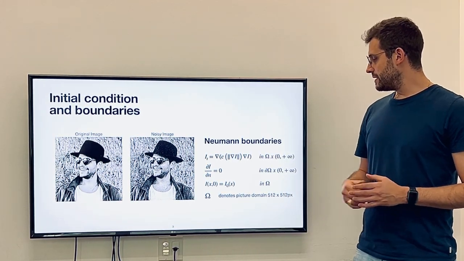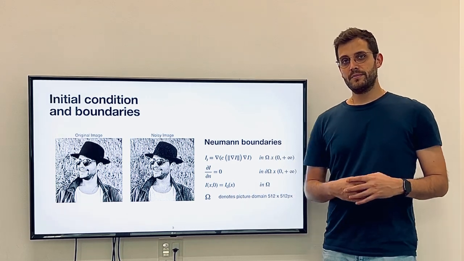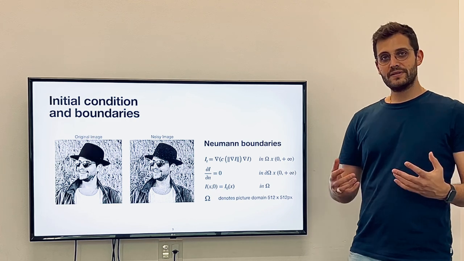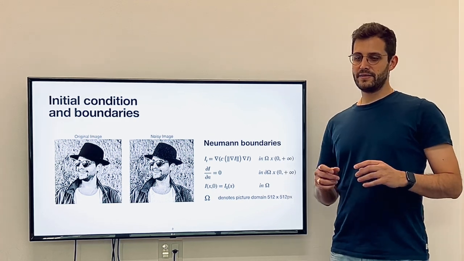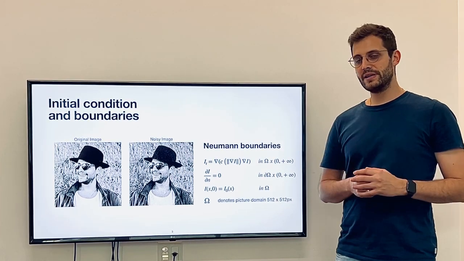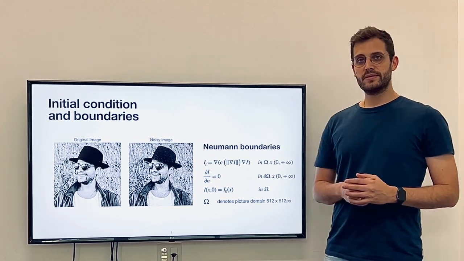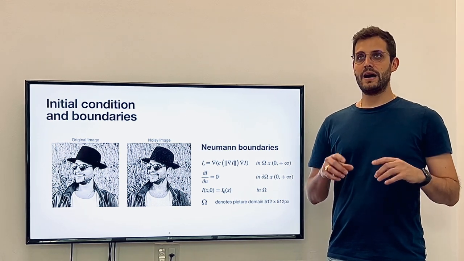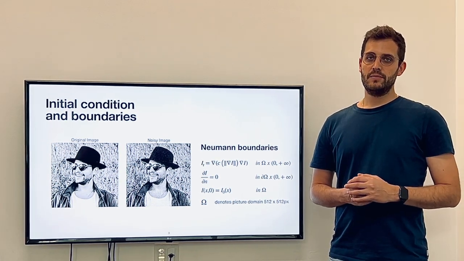And I use Neumann boundaries. That means that there is no change around the boundaries. And how did I implement that? I added another layer of pixels around the whole image, and the value of those pixels is the same as the outermost pixel value of the image.